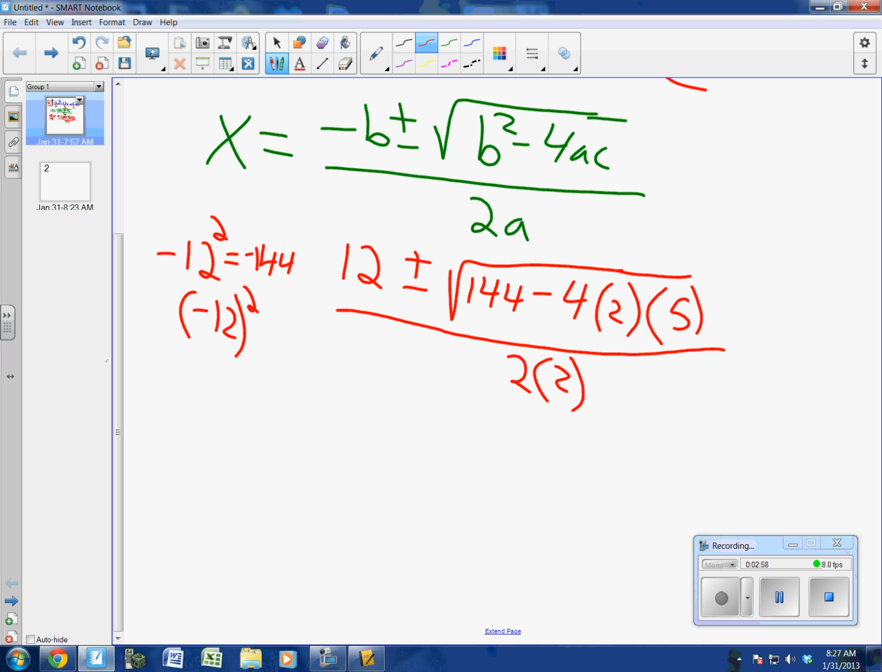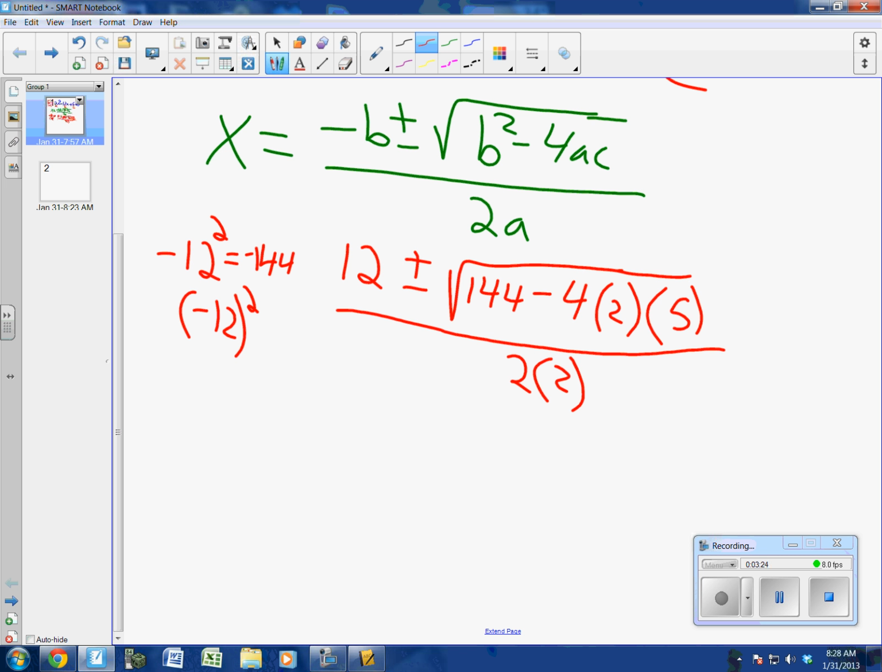What I like to do is pretend like that negative's not there at first, and I go 4 times 2 times 5, and then I subtract that from this number always. Because otherwise, students get mixed up. Before you do this in your calculator, I want you to do this in your head. 4 times 2 times 5, I think you guys can all do that one. 40. Now I want you to go 144 minus 40. 104, right? Not that hard.